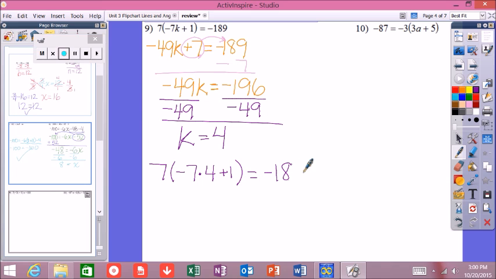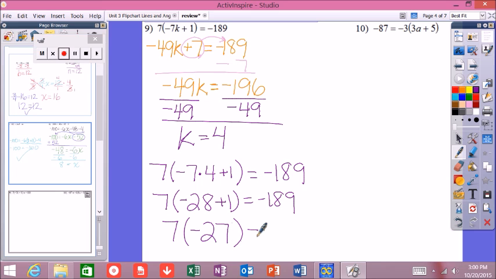Replace the k with a 4, and when you plug it in your calculator, you should get negative 189. Now I don't have a calculator in my hand right now, so let me work this one out using order of operations. Negative 7 times 4 is negative 28, and still in my parentheses, negative 28 plus 1 is negative 27. 7 times negative 27 is negative 189.